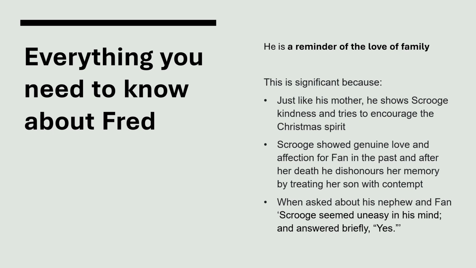So we can say that he seems uneasy because there's a hint from that adjective that there's some guilt there. That something is plaguing his mind, that something is making him perhaps feel a bit of remorse. And he answers briefly. Zooming in on that adverb, to answer someone briefly means you sort of want to be out of that conversation. So he says yes very, very quickly to talk about Fred, which again could suggest that he's quite ashamed of his actions. He doesn't want to acknowledge that link between Fred and Fan, because then he has to acknowledge the fact that he's completely dishonored Fan's memory.